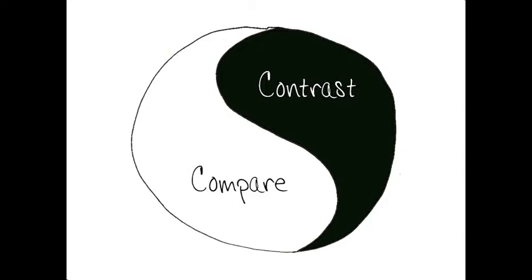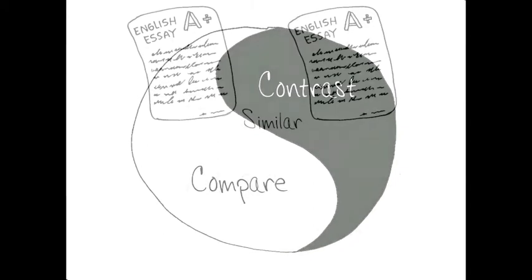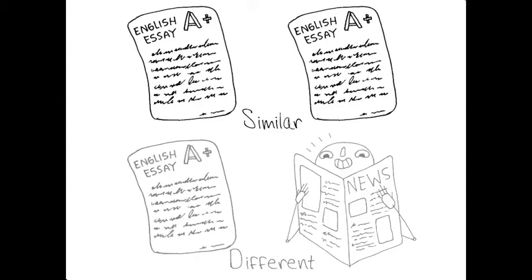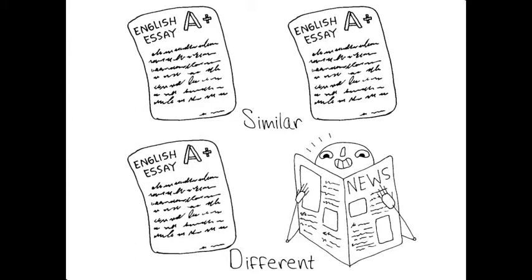Comparing and contrasting texts is a particularly common move in academic writing. We compare when we look at two texts and see how they are similar. We contrast when we look at two texts and see how they are different.